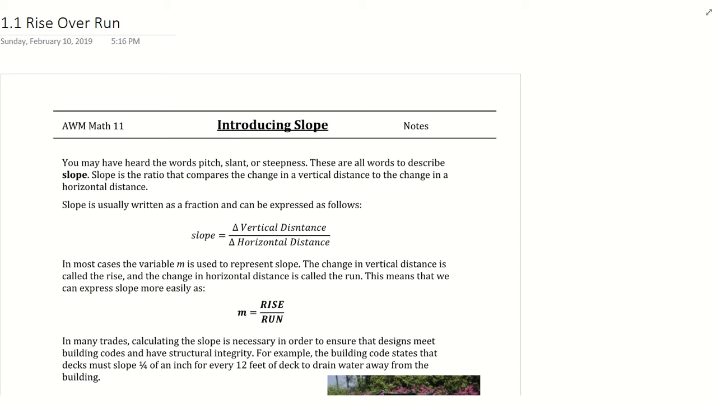All right, let's take a look at 1.1, rise over run. So before we start the rise over run, let's just have a review of what slope is. You may have heard the words pitch, slant, or steepness. These are all words that describe slope.